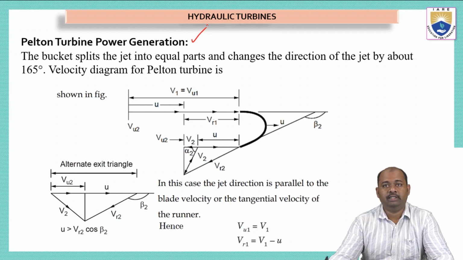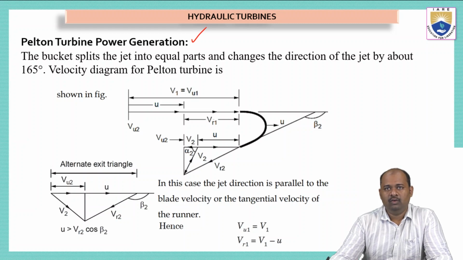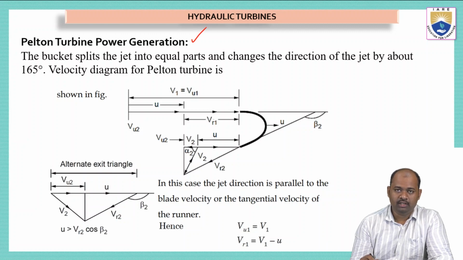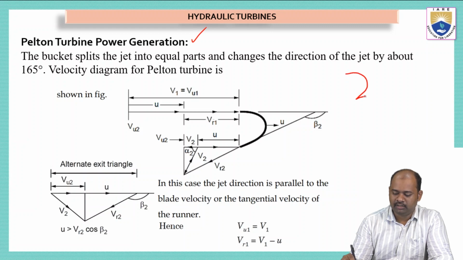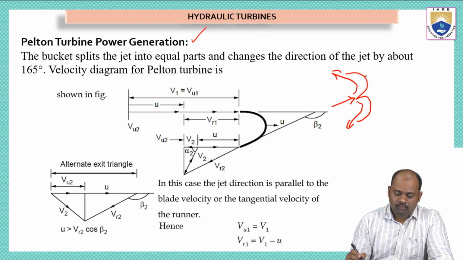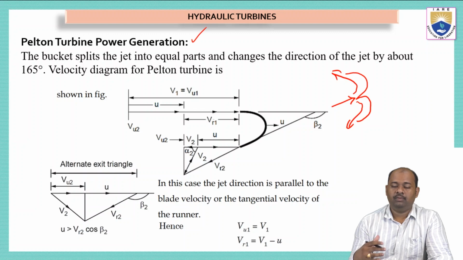The bucket splits the jet into equal parts and changes the direction of the jet by about 165 degrees. The velocity diagram for the Pelton wheel turbine is drawn here. In the previous slide, we have seen the turbine bucket is designed like this. We have a jet that is touching at the center and it will be deflected into two parts, one in the upper direction, another in the bottom direction. Now we have to analyze the velocity of the water touching the bucket, and calculate different velocities based on which we will calculate the efficiency, power generated, etc.